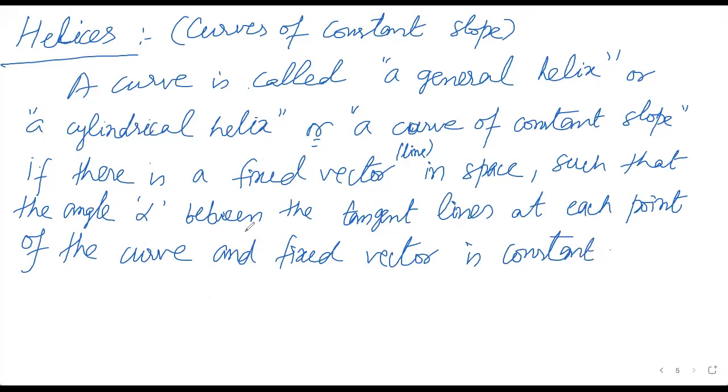So what is the property? Suppose you have any curve and you draw the tangent lines at each point of the curve. Then this curve will make a fixed angle alpha with a fixed vector, always the same angle, a constant angle. Is such a curve possible? Which curve is that? A curve where you take a tangent at every point and this tangent makes a constant angle with a fixed vector, a fixed line. Such a curve we call a general helix.